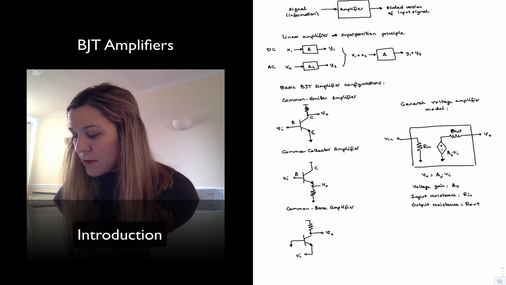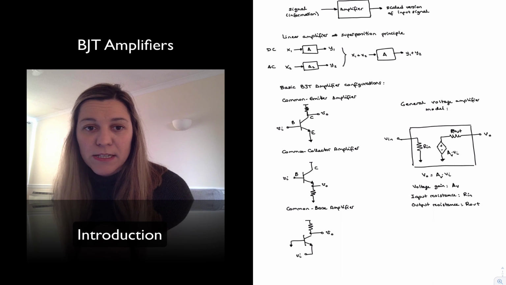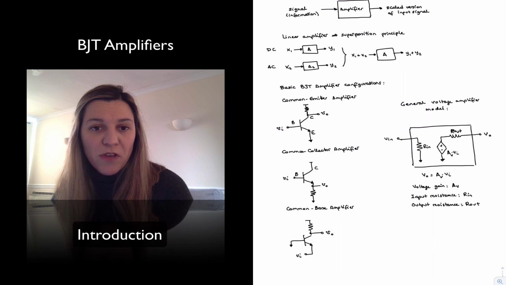So since this is the general model for a voltage amplifier, and we're going to be studying voltage amplifiers in this chapter, for every single type of amplifier, we're going to want to derive the following: an expression for its voltage gain, an expression for its input resistance, and an expression for its output resistance.